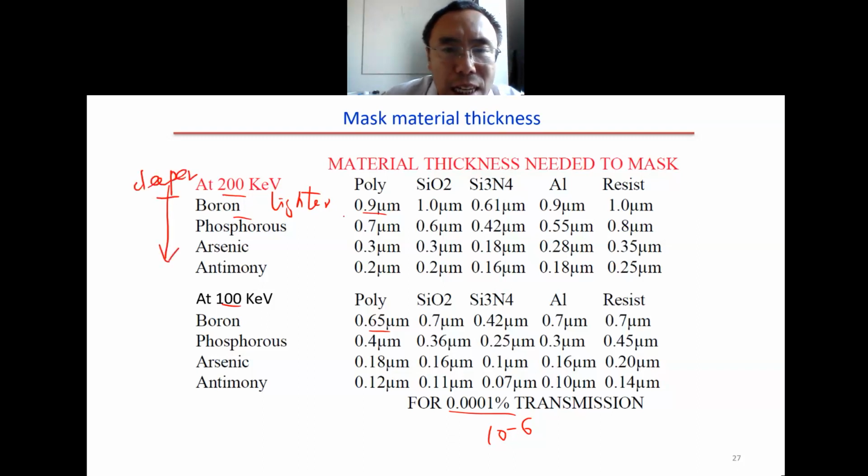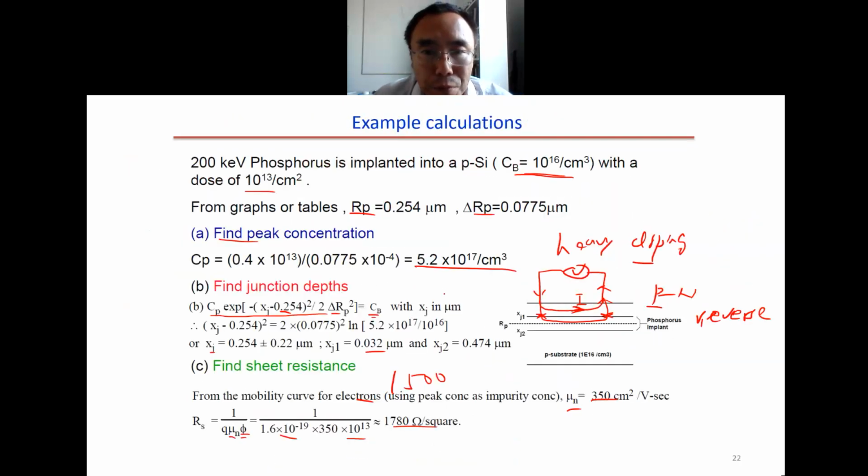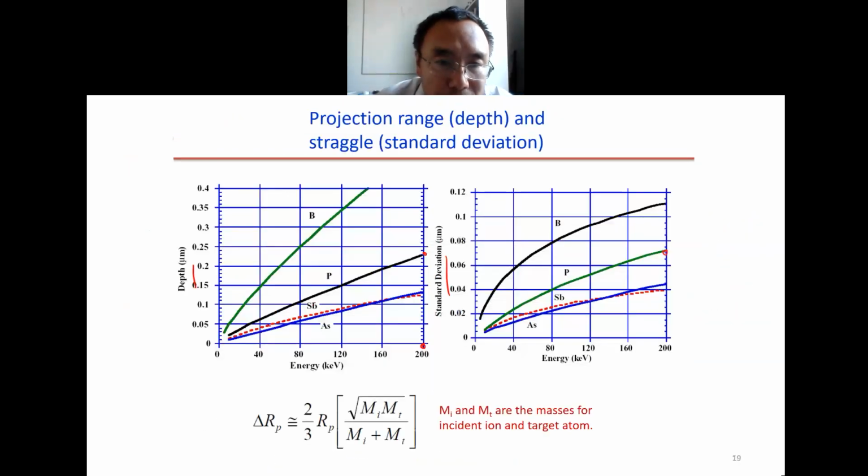So we need a thicker mask material than for phosphorus, and also more than for arsenic and antimony. Those numbers are different, but if you look at the numbers here, you can see antimony and arsenic are pretty much the same, so they have pretty much the same depth. At 100 keV, antimony is higher than arsenic. At 200 keV, arsenic is higher than antimony. But this is for the case of silicon.